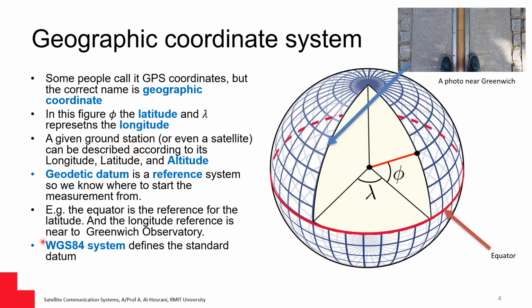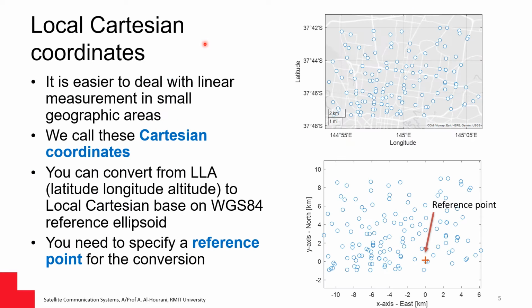Now, these are well described in the WGS 84 system, which defines the standard datum used in the geographic coordinate systems. A satellite can still be described in longitude, latitude, and altitude. Of course, it will not be on the Earth's surface, it will be far above Earth. In our day-to-day experience, it's much easier to describe points in terms of their distance in meters or kilometers. And here comes the second coordinate system we're going to talk about, the local Cartesian coordinate system.